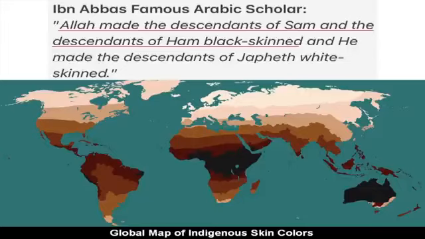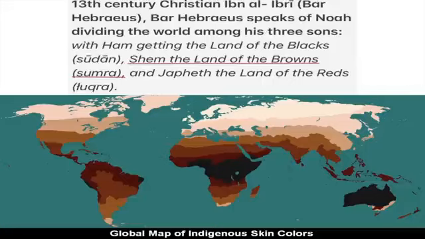And this is from Ibn Abbas, a famous Arabic scholar, who says Allah made the descendants of Sam or Shem and the descendants of Ham black skinned. So from this source, it's basically showing that both the descendants of Shem and Ham have similar complexions. They're both black skinned. They both seem to look the same. And this is from the 13th century historian Ibn al-Ibri or Bar Hebraeus, who says, Shem, the land of the browns. And so he is saying that Shem has brown skinned people.